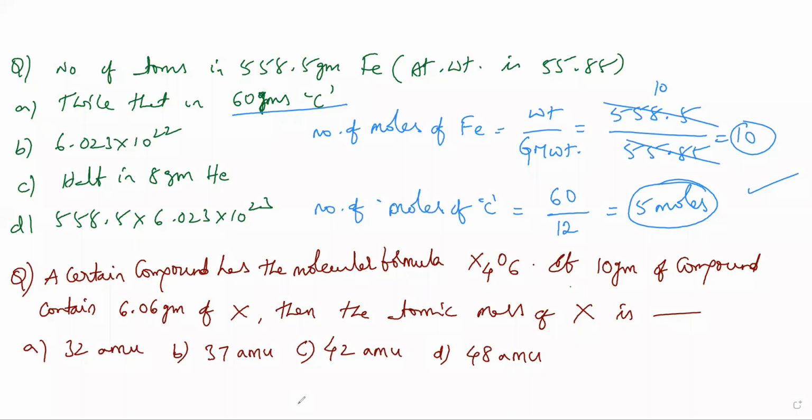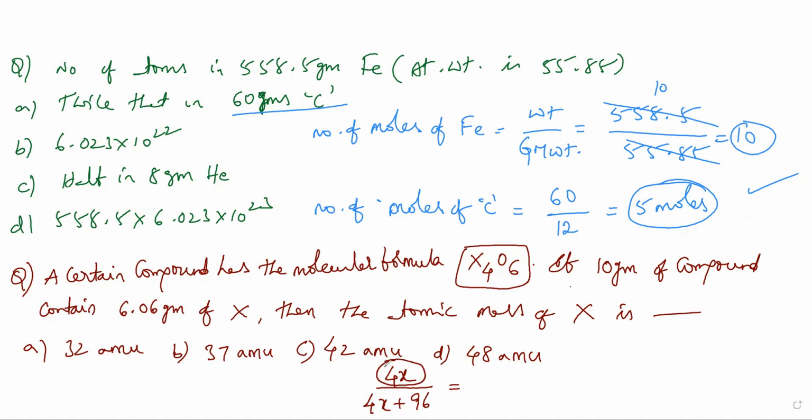So how to solve such questions? The molecular formula is given, and 10 grams of compound contain 6.06 grams of X. Now, in the given compound, how many X atoms are present? 4X, so 4 atoms. Then what is the total molecular mass of X4O6? We don't know it, but it is 4 into X plus 6 oxygens. Oxygen we know is 16, so 16 into 6 is 96.